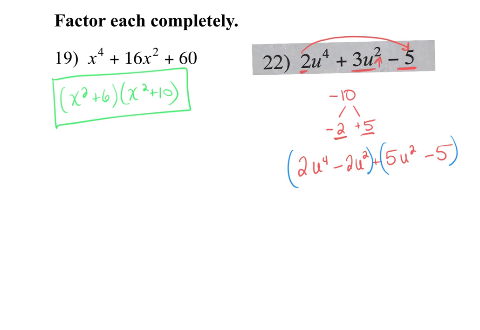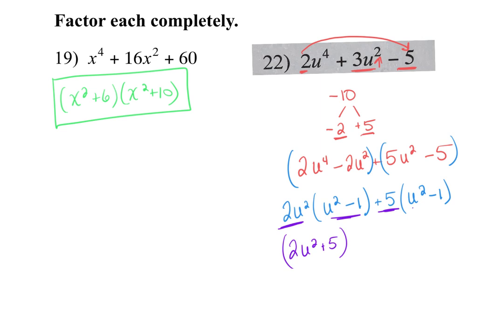What can I take out of the first? Well, I can take a 2 and a u squared. And I'm going to be left with u squared minus 1. What can I take out of the last one? I can take a 5, right? 5 goes into both of those. And I can say u squared minus 1. Then I have the 2u squared plus 5. That's one of my factors. And I have the u squared minus 1.